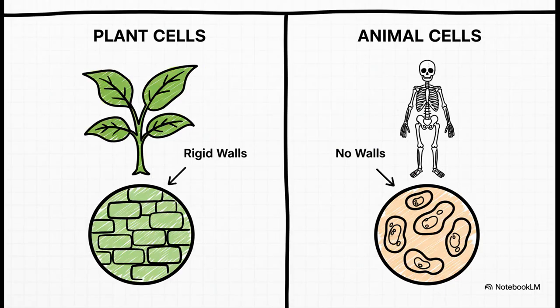And the answer is because plants don't have bones like we do. The cell wall acts like a super strong brick wall. It gives the plant structure and support, and it also stops the cell from bursting if it takes in too much water. We animals, on the other hand, have skeletons inside our bodies for support, so our cells just don't need that extra wall. Simple, isn't it?